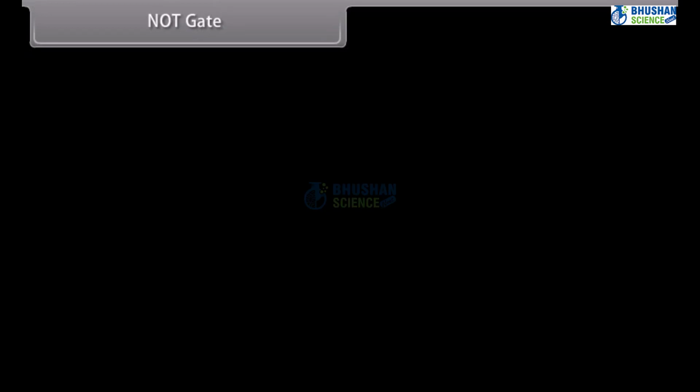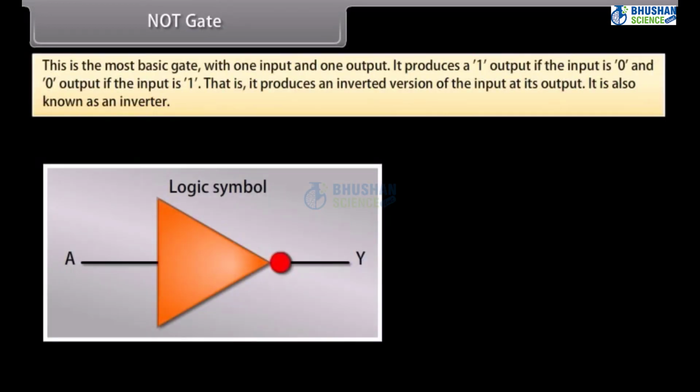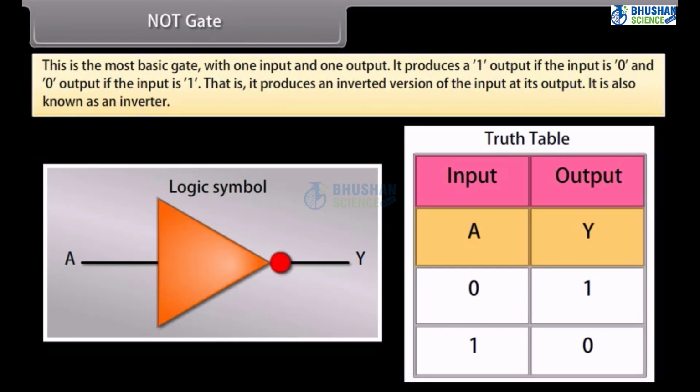NOT gate. This is the most basic gate, with one input and one output. It produces a 1 output if the input is 0 and a 0 output if the input is 1. That is, it produces an inverted version of the input at its output. It is also known as an inverter.